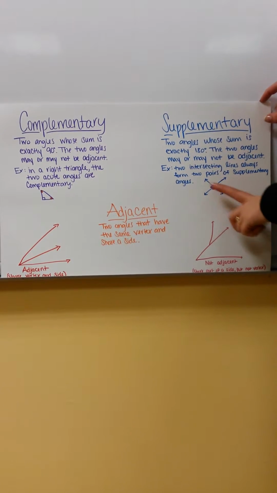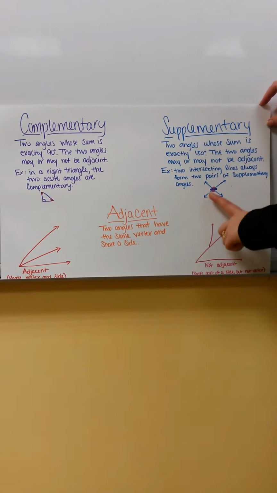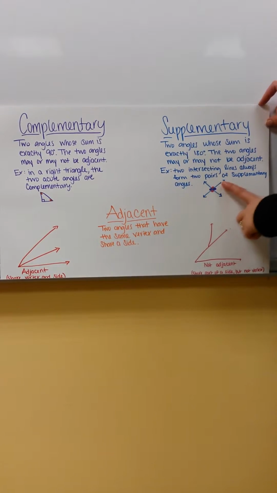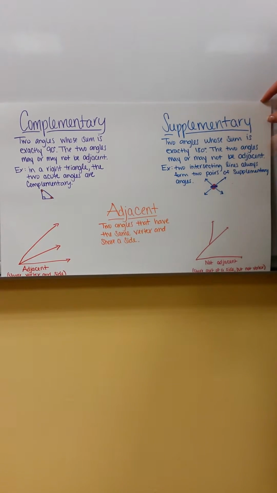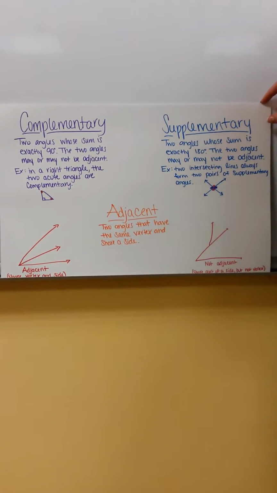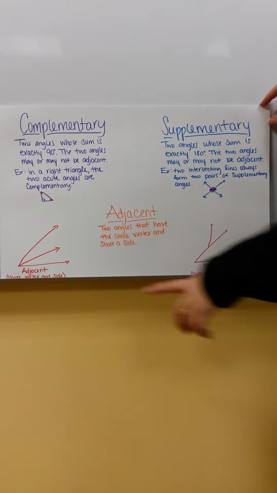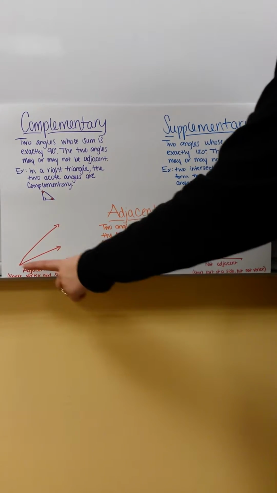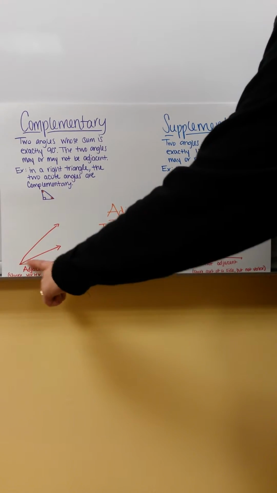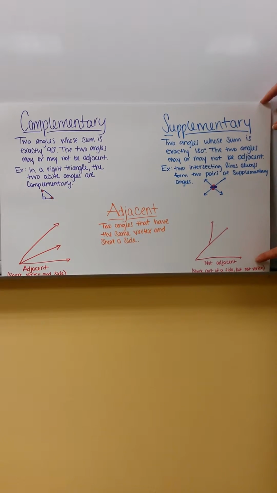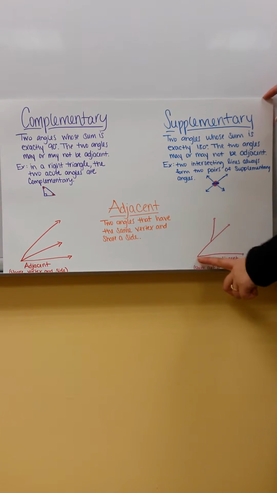Two intersecting lines, as seen here, always form two pairs of supplementary angles. The purple ones are supplementary to each other and the pink ones are supplementary to each other. In both of these we mentioned adjacent. Adjacent is when two angles have the same vertex and share a side. This one, as you can see here, is adjacent because they share the vertex and the side. But this one is not adjacent because it's part of the side, but it's not part of the vertex.